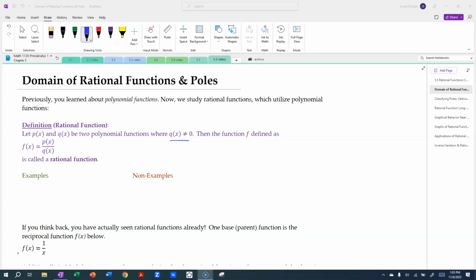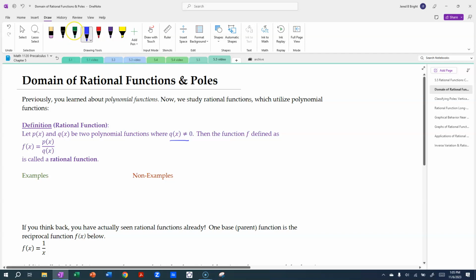We are going to look at a new type of function called a rational function. We just finished discussing polynomial functions, and so rational functions build off of all that, where it is literally just a ratio of two polynomial functions. So p of x and q of x are two polynomial functions. We just have to add the condition that the denominator is not 0. And so then we create a new function, a rational function, called f.